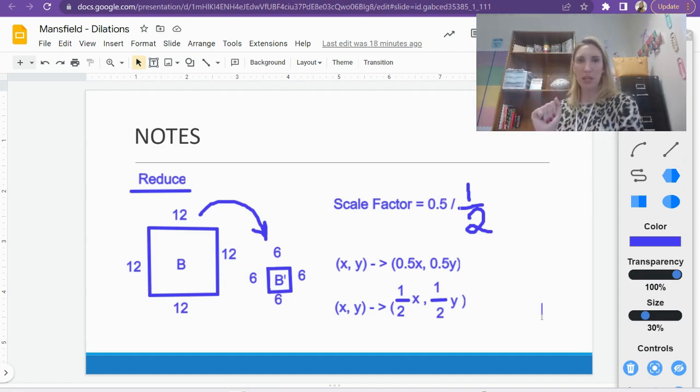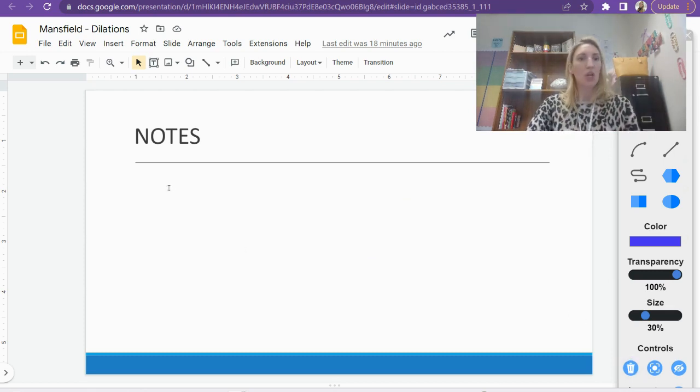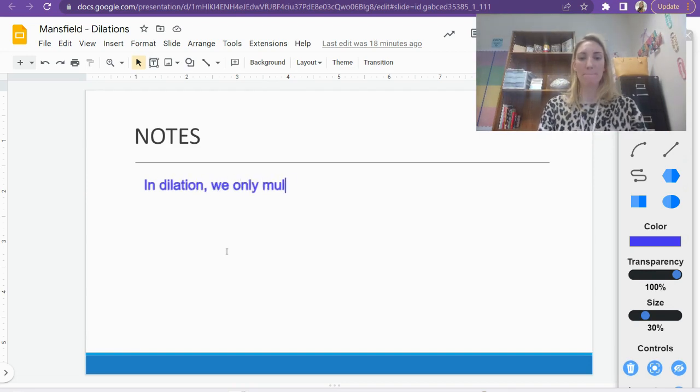Guys, always multiplication, okay? So now here we go. Let me write a few other things we need to know about dilation. Before we move on, the first thing, write that on your papers, please: in dilation, we only multiply. We never add, we never subtract. And when you feel like dividing, multiply by a decimal or by a fraction. But it's always multiplication.